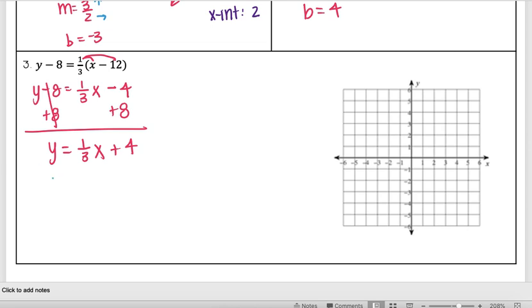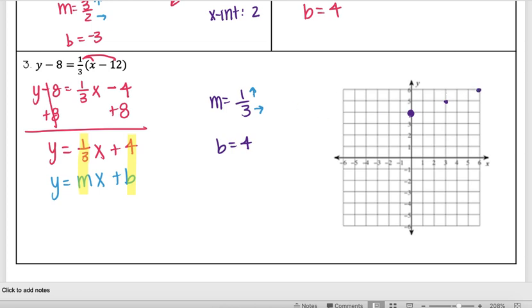And then from here, my next step is I want to figure out what my slope and my y-intercept is. Well, I see that my slope is going to be 1/3. My y-intercept is going to be 4. So I'm going to begin at my b. So my y-intercept is 4, so I'm going to go up 4 on my y-axis. My slope is 1/3, so that means I'm going to go up 1 and to the right 3. So up 1 to the right 3, up 1 to the right 3.